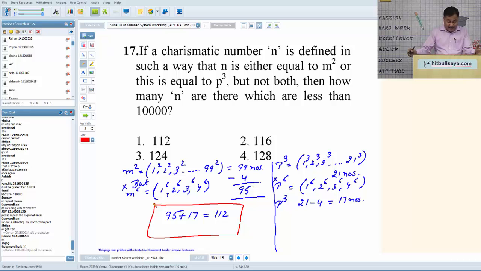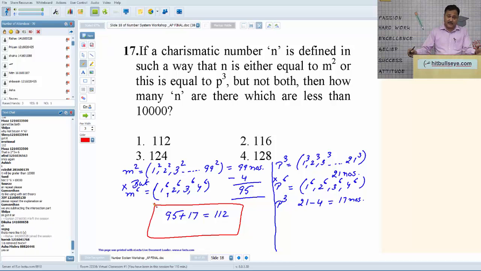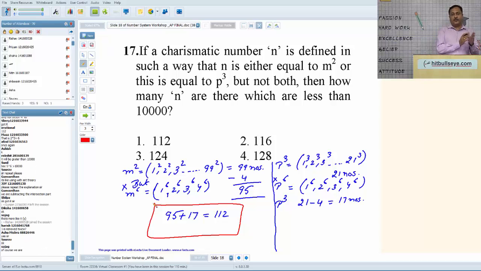We are not subtracting the intersection part. In both the cases, the question is asking only for perfect squares, not perfect cubes. So we have to minus the perfect cube part. Likewise, in the second question, he is asking only for the perfect cubes, not numbers which are perfect squares. So again, we have to minus 4 numbers from the perfect cubes. So 112 is the answer.